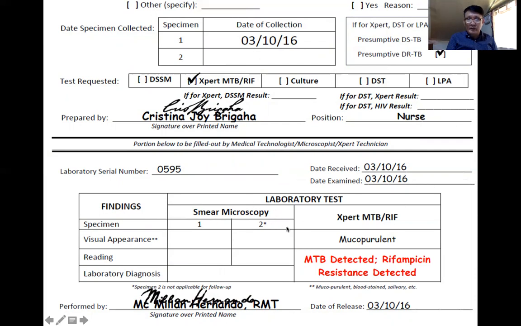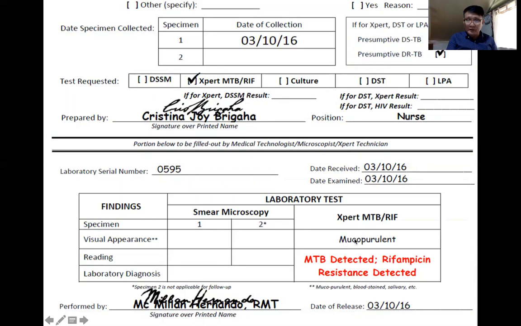So we have divided it into 2 columns. The first column is for the smear microscopy, and the second column is intended for Xpert MTB-RIF. As you notice, the visual appearance for Xpert is here, and then you just have to indicate whether the appearance is salivary, mucoid, or mucopurulent.